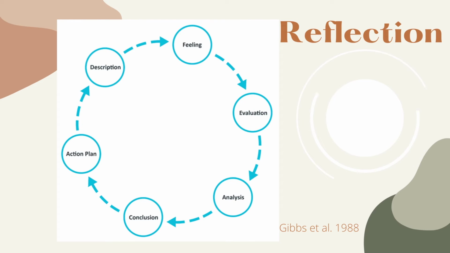I chose the Gibbs reflection model for my reflection on my literature search. Working through the Gibbs reflection, the description for this task is conducting a literature search according to your chosen clinical question, identifying and analyzing the data to find the highest level of evidence.